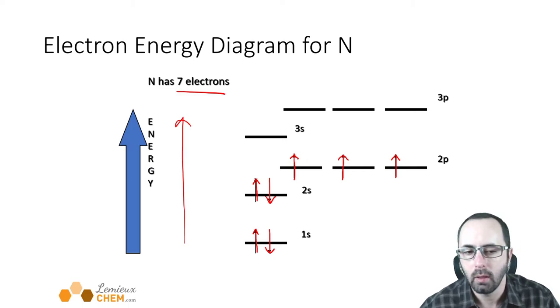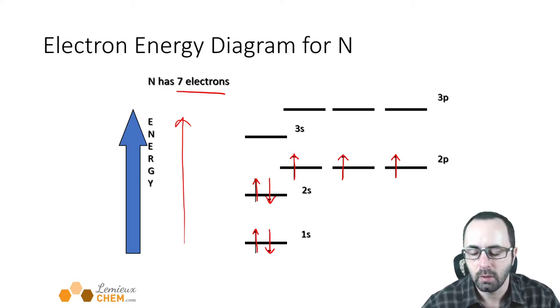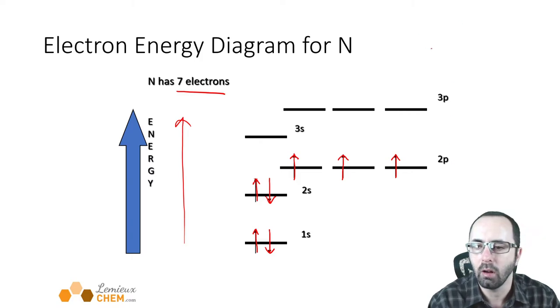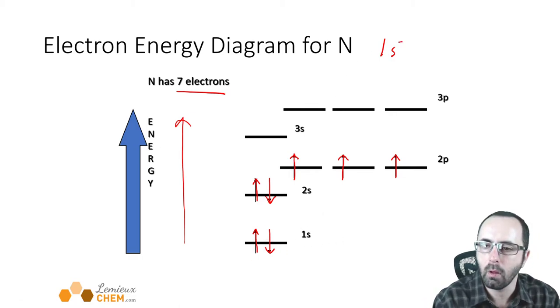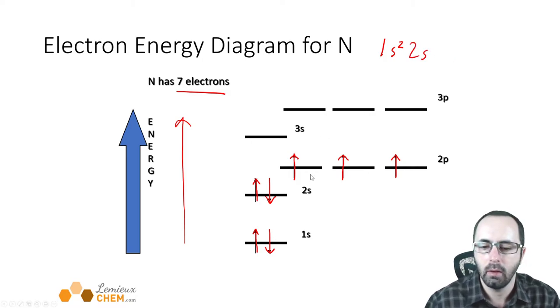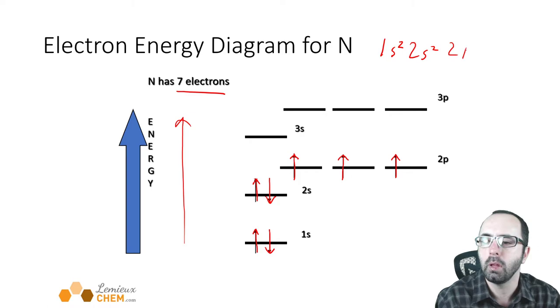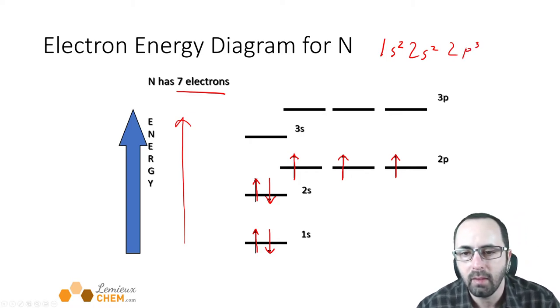Now, what about nitrogen? So for nitrogen, we can write the electron configuration like this. 1s, and there are 2 in the 1s. And then in the 2s orbital, there are 2 electrons. And in the 2p orbital, there are 3 electrons. So we're going to write 2p3. And so that's the electron configuration for nitrogen.